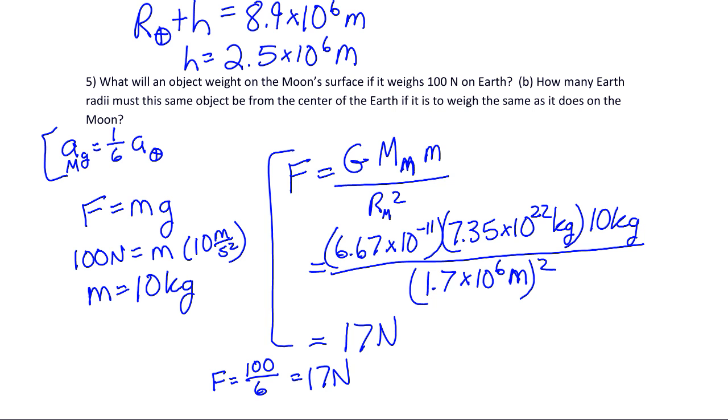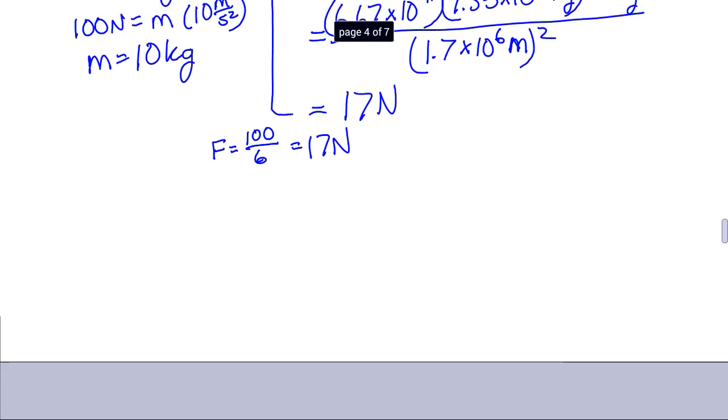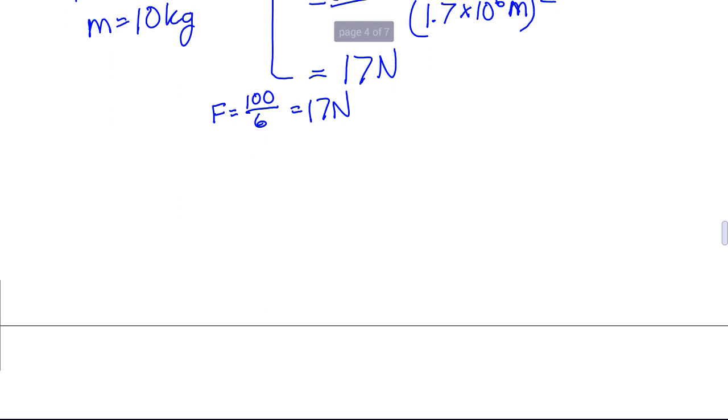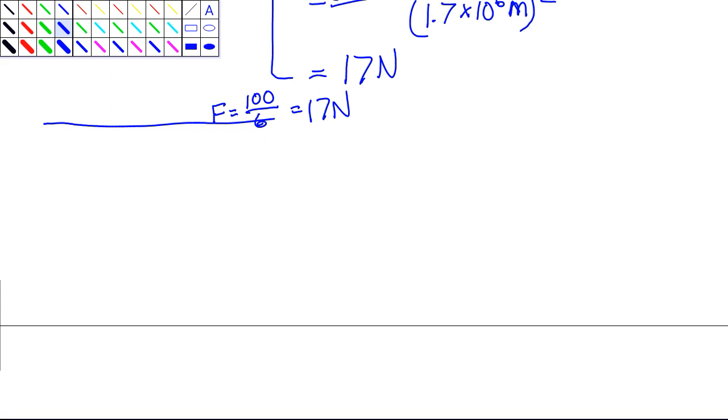How many Earth radii must the same object be from the center of the Earth if it weighs the same as it does on the moon? So here, I want to know how far away it must be from the Earth if it weighs the same amount as on the moon.